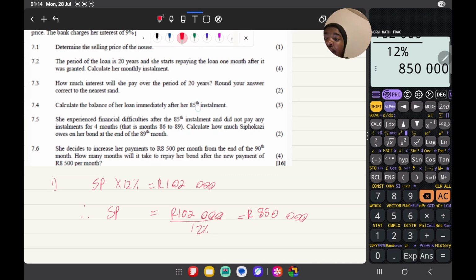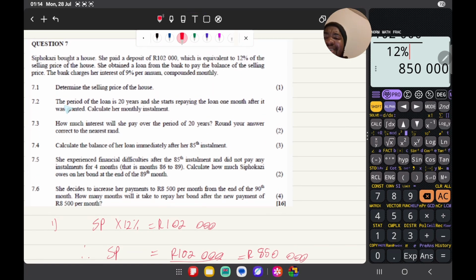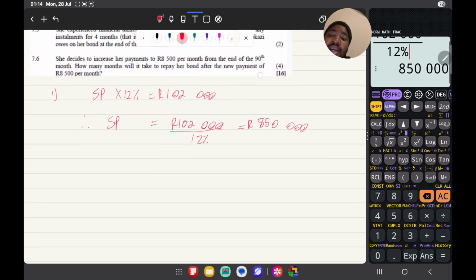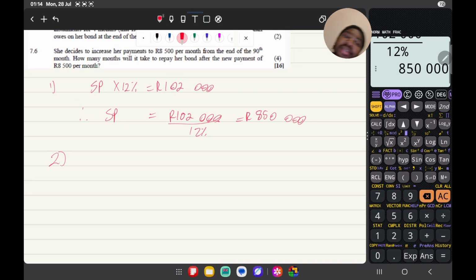Cool. So now they say the period of the loan is 20 years, and she starts repaying the loan 1 month after it was granted. Calculate her monthly installments. Now I'll have a question. This is an annuity question, right? Is it a future or a present value annuity? Remember, for present we are paying a debt, and for future we are trying to secure some funds for the future.